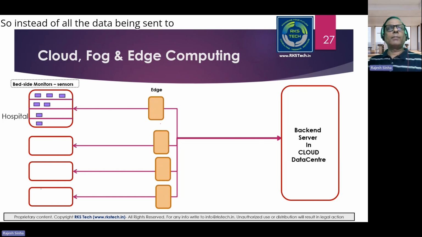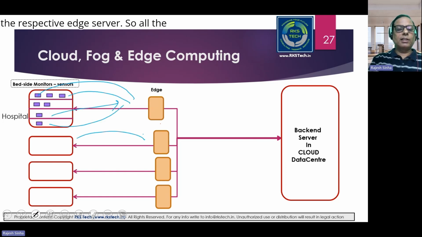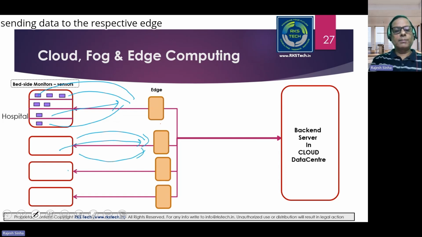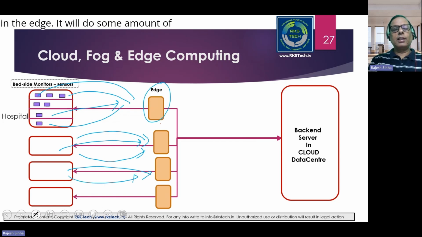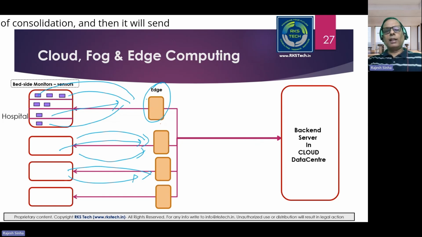So instead of all the data being sent to the backend server, single data center, we will have an edge server for every hospital. Every hospital will have its own edge server, and all these monitors will send data only to the respective edge server. They will not send to the backend system. All the monitors in this hospital will keep sending data to the respective edge server, and in the edge, it will do some amount of pre-processing, it can do certain amount of consolidation, and then it will send data to the backend system.